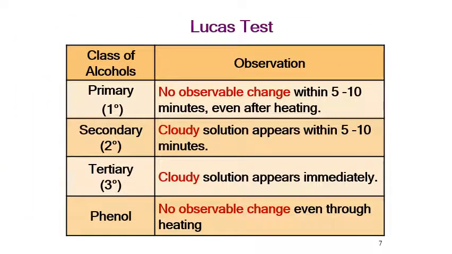The table given shows the classes of alcohols towards Lucas test and their observations. If the alcohol is primary, there are no observable changes within 5 to 10 minutes, even after heating. If the alcohol is secondary, a cloudy solution appears within 5 to 10 minutes. If the alcohol is tertiary, the cloudy solution appears immediately. And finally, for the aromatic compound, for example phenol, there is no observable change even with heating.